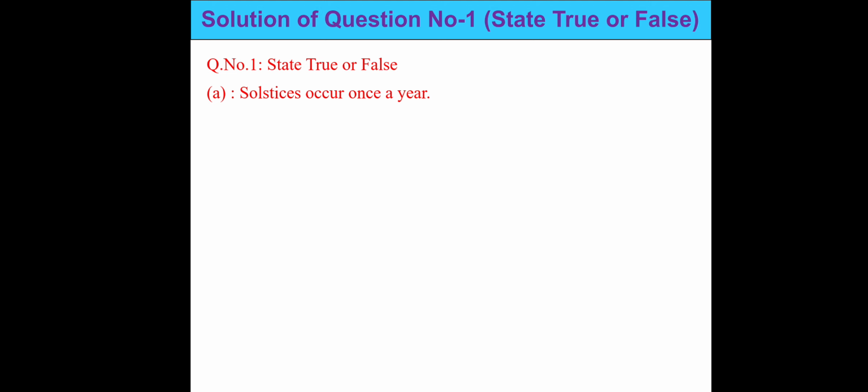So see question number 1A. Solstice occurs once a year. Whether this statement is true or false. This statement is false because solstice occurs twice in a year.